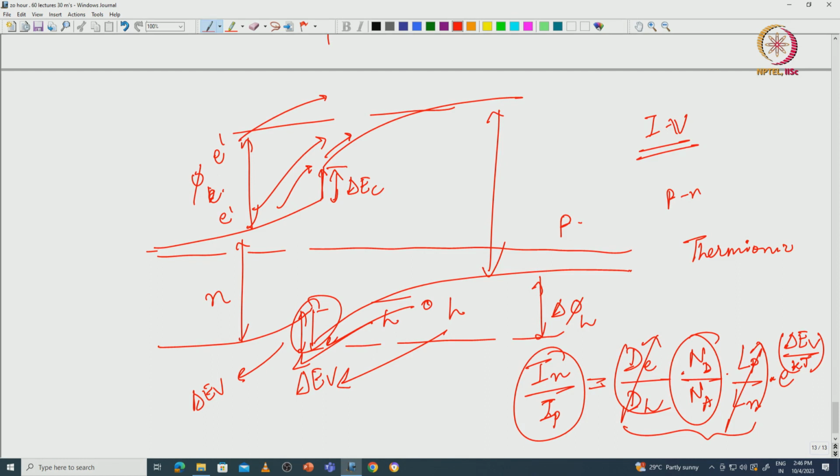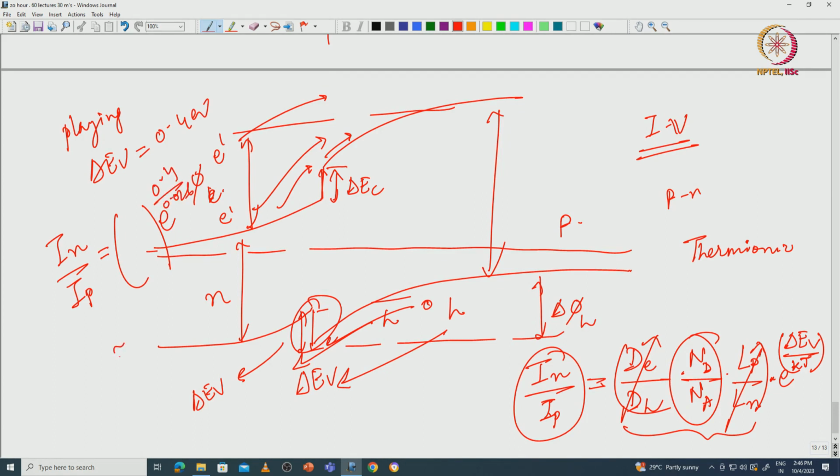So by playing with delta EV, you can change the electron to hole current ratio significantly. You can engineer the heterojunction such that you get a large delta EV. For instance, if delta EV is 0.4 eV, then 0.4 divided by 0.026 gives e to the power of about 15, which is a very large number. What it means is that your electron to hole current ratio can be much larger than is possible in a PN junction, and this is one of the beauties of heterojunctions.